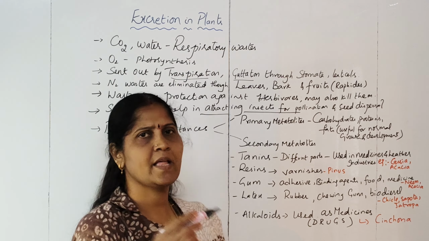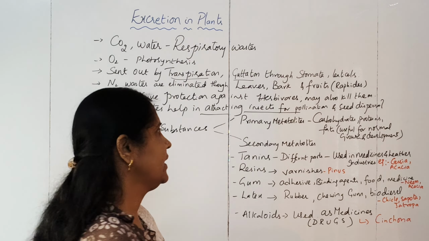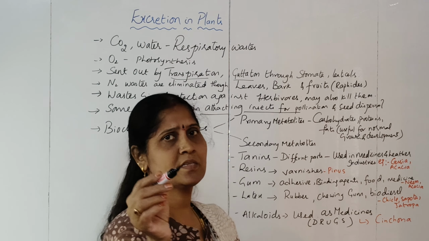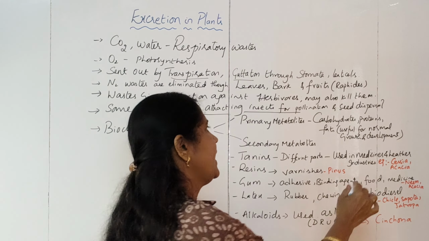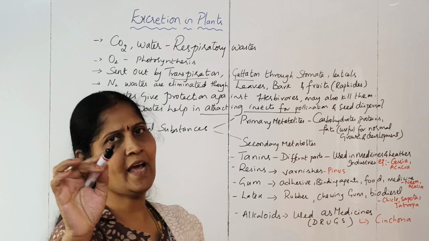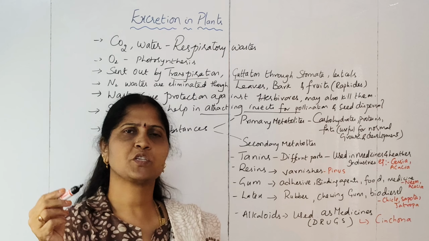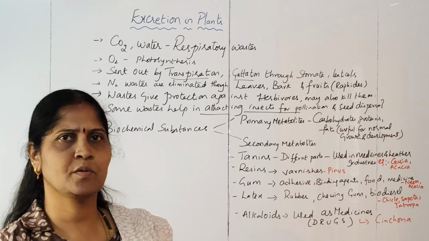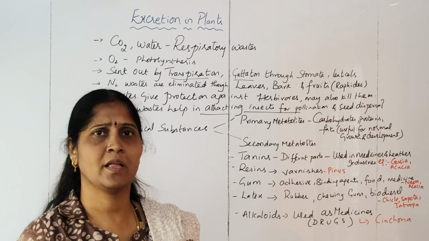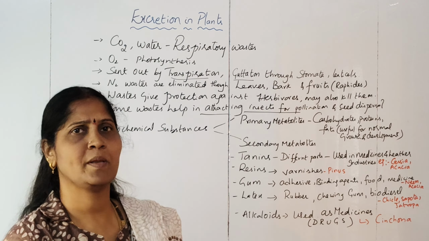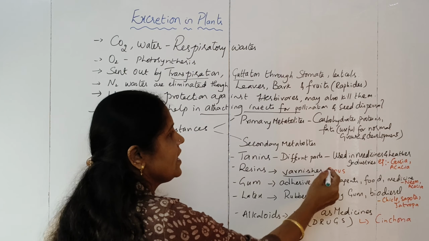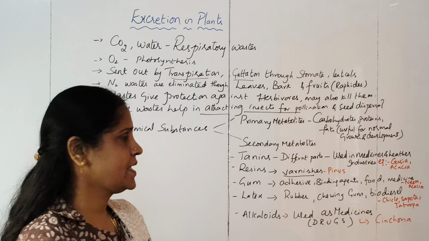Tannins are produced in different parts of the plant, and they are used in medicines and also in the leather industry. Examples include the cassia and acacia plants. Resins are produced by the gymnosperms within the resinous passages, within which these substances will be released. They are useful in varnishes, and the example here is pinus.